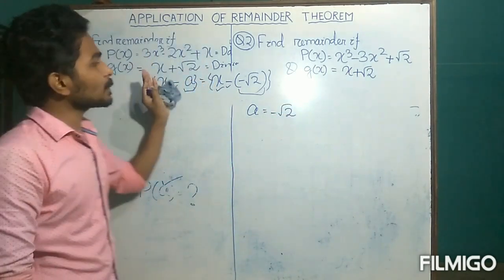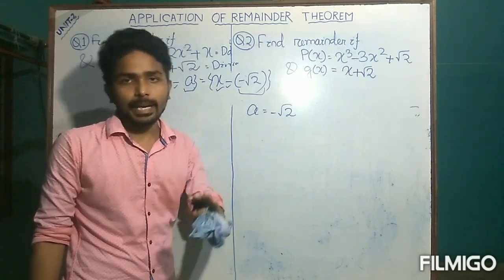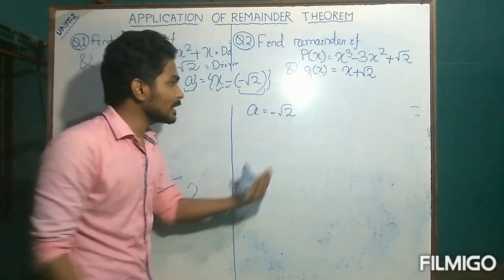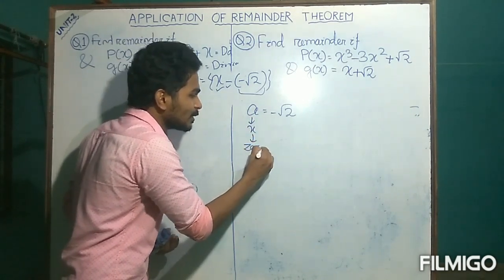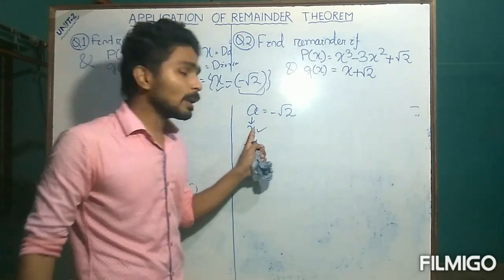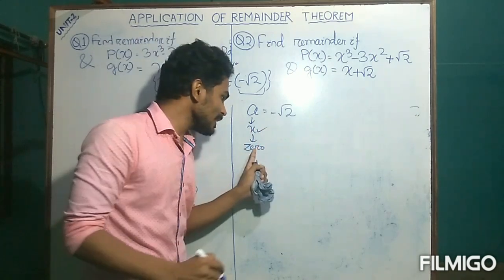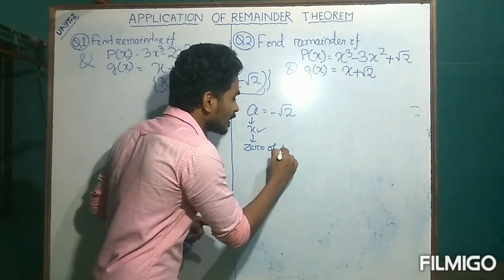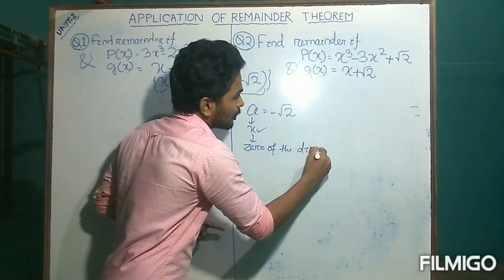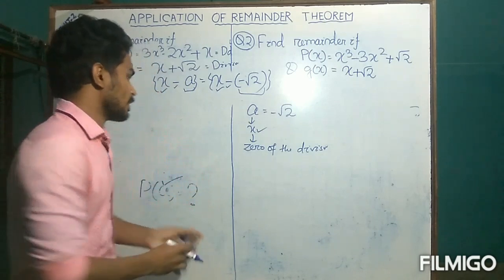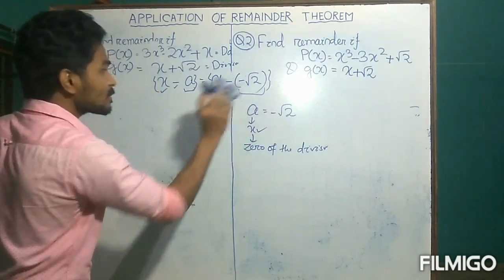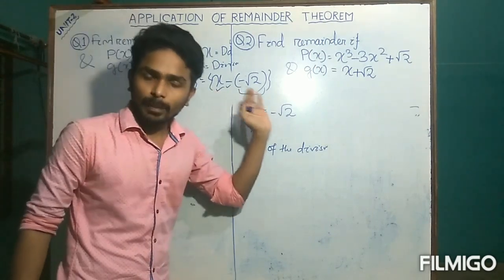So using this procedure we can find the value of a, or x. It is also known as the zero of the divisor, because here we are finding the value of x for which the divisor is 0. Here we find the zero of the divisor. This is the first procedure through which you can find the value of a.